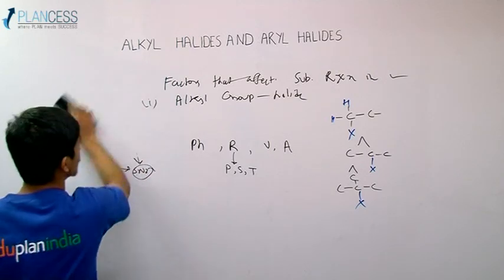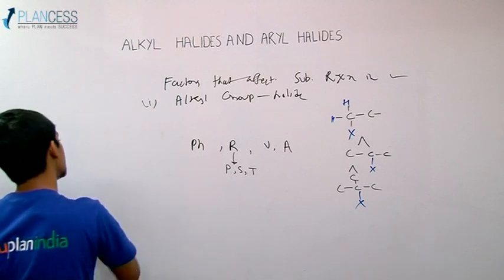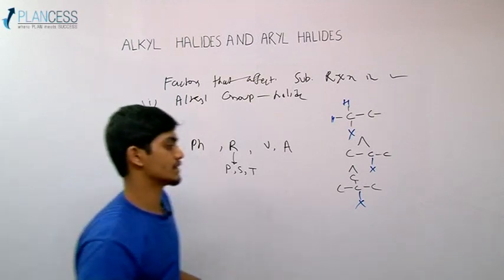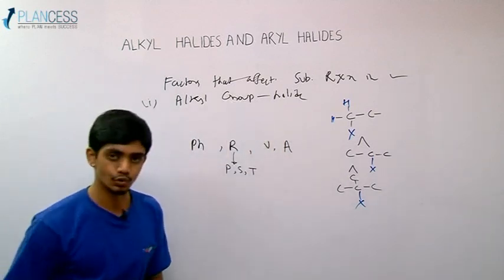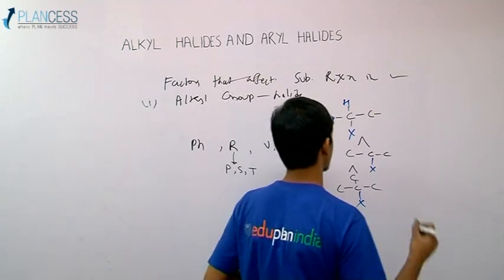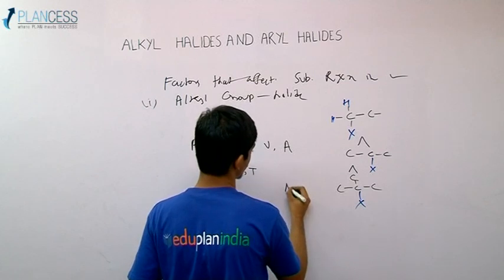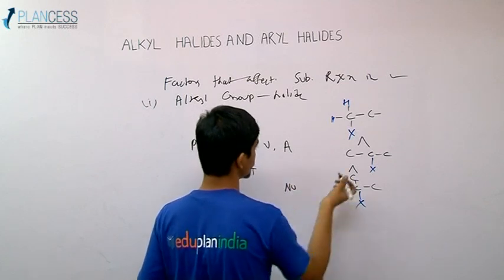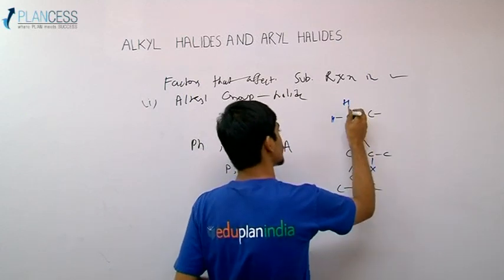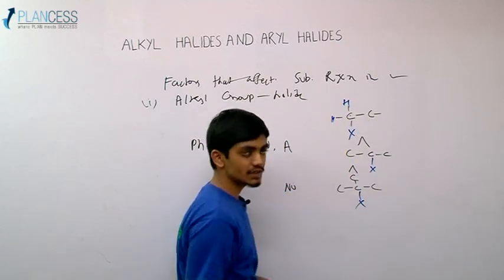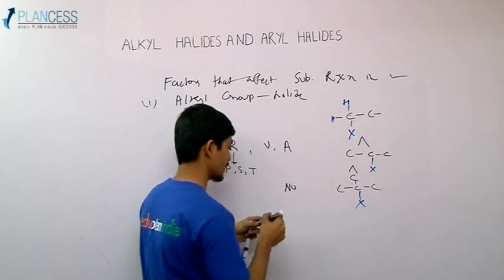So we have discussed tertiary, primary and secondary. In case of SN1, what is the reactivity order? What happens if it is SN2? Now in SN2, we have a nucleophile and a leaving group. This X is a leaving group, and the nucleophile has to approach the carbon in a fashion such that it is opposite to the leaving group.